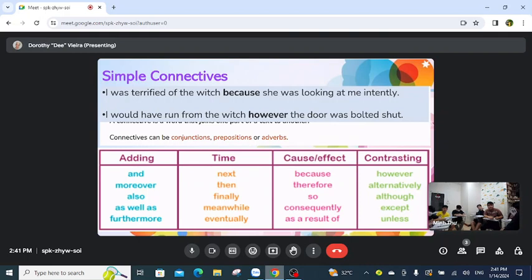Okay. Another two sentences. I would have run from the witch. The door was bolted shut. The door was locked. So I can use a connective here to join those two sentences together. I would have run from the witch. However, the door was bolted shut. So when you use grammatical structures like this, your score will be higher. So learn some connectives and practice using them when you speak.